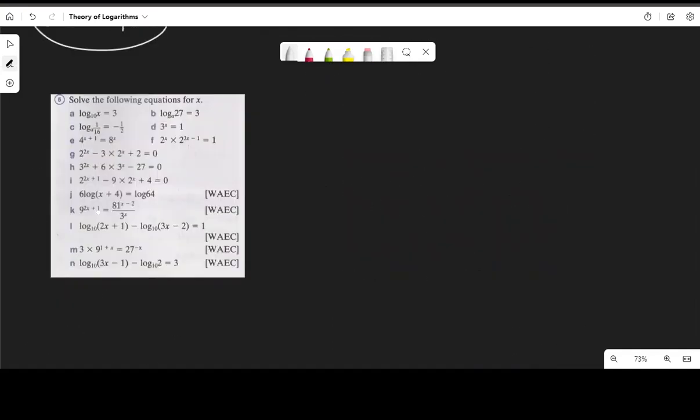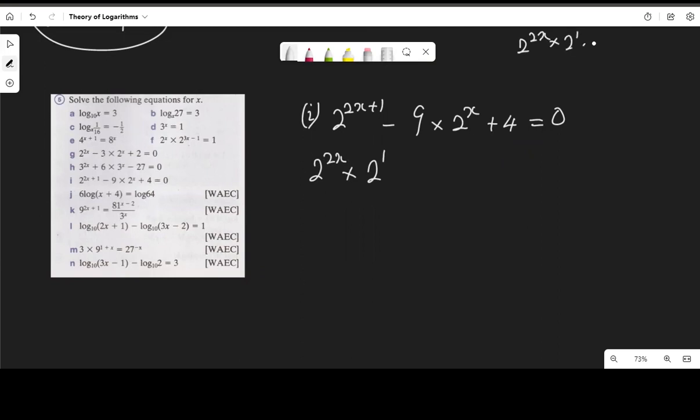We are in question I now. Question I says 2 to the power of 2x plus 1 minus 9 times 2 to the power of x plus 4 equal to 0. Here, because of this plus 1, I will write it as 2 to the power of 2x times 2 to the power of 1. Applying the first law of indices, if I have 2 to the power of 2x times 2 to the power of 1, and I want to turn it to a single index, that should be 2 to the power of 2x plus 1, which you already know.